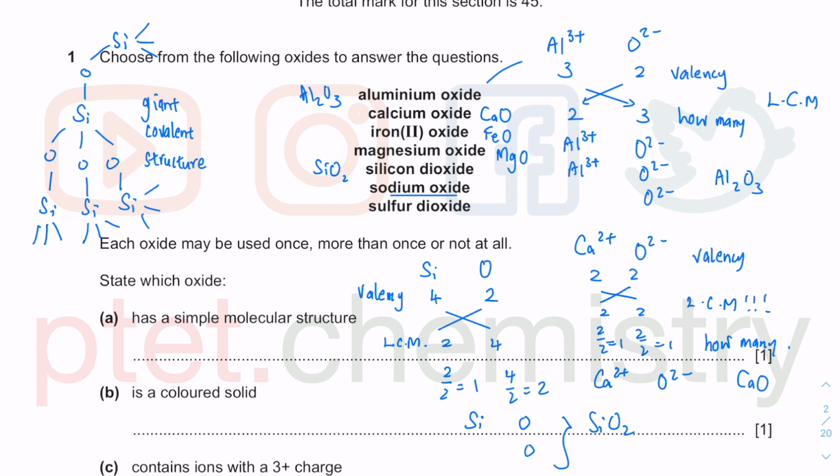Sodium oxide, this is Na+ and O2-. Slowly running out of space here, but Na+ and O2-, 1 and 2 being your valency.